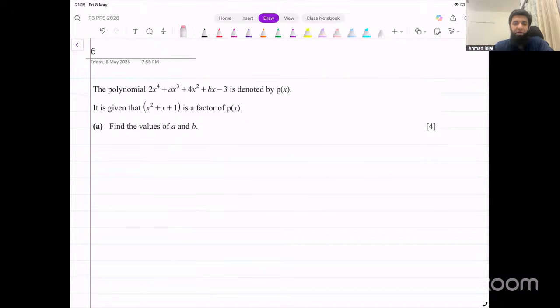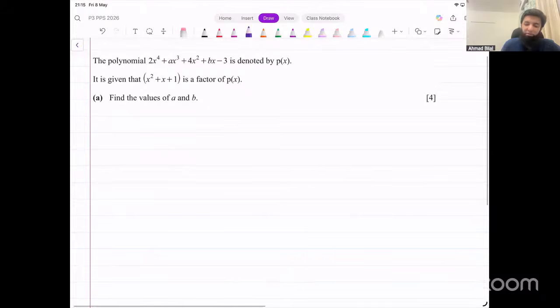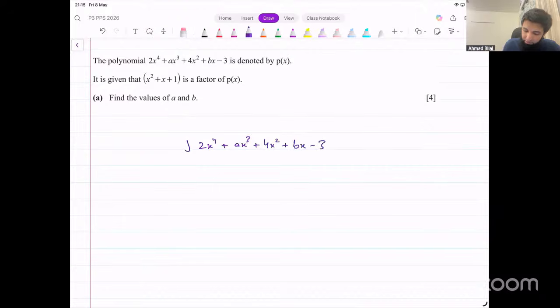So what do we do then? We have to use long division. Use long division, find the remainder. If the remainder turns out to be 0, in fact, you will put the remainder equal to 0, and that will give you the values of a and b. Let's do this. Let's start with the division process. We have 2x raised to the power 4 plus ax cubed plus 4x squared plus bx minus 3. Divide this by x squared plus x plus 1.